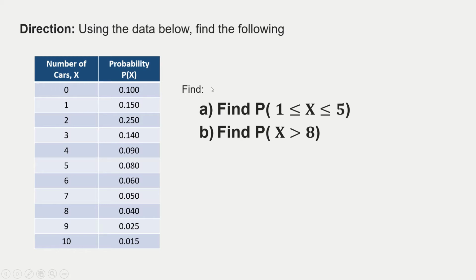Our problem is to find the probability where the random variable x is greater than or equal to 1 but less than or equal to 5, and to find the probability where x is greater than 8. Suppose that this random variable x represents the number of cars sold in a day. You can pause this video and then resume watching after you have uploaded your answers in Padlet.